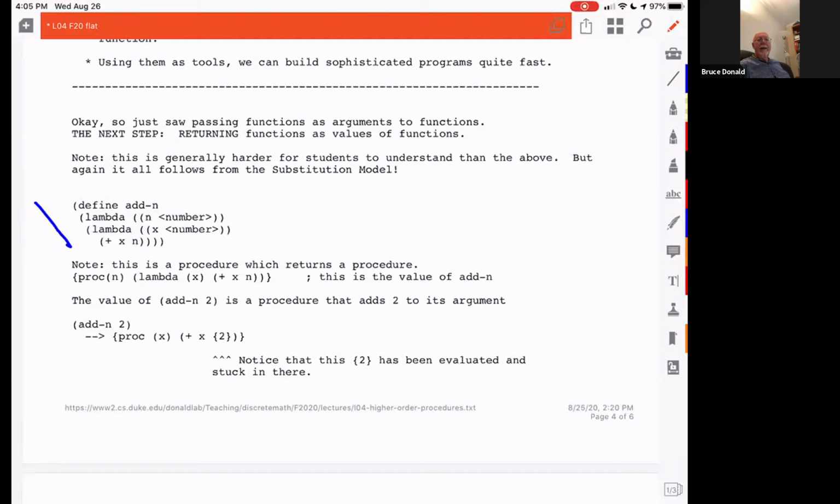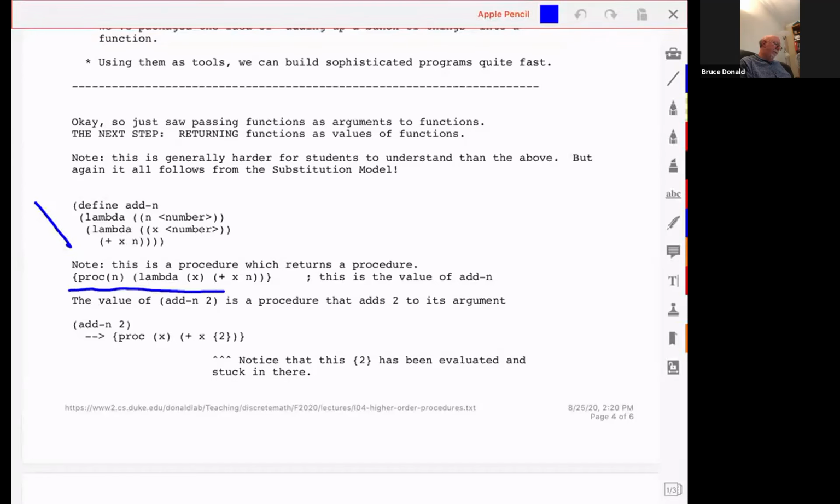When you call add n, and we'll simulate that in a minute, what happens at that point is that the inner lambda gets called on the fly, and it can only be on the fly because only at that time is x defined. At that point, it creates a procedure, and then that's the last value, so it's returned. So this is a procedure that returns a procedure. It always looks like this. That's what the value looks like.